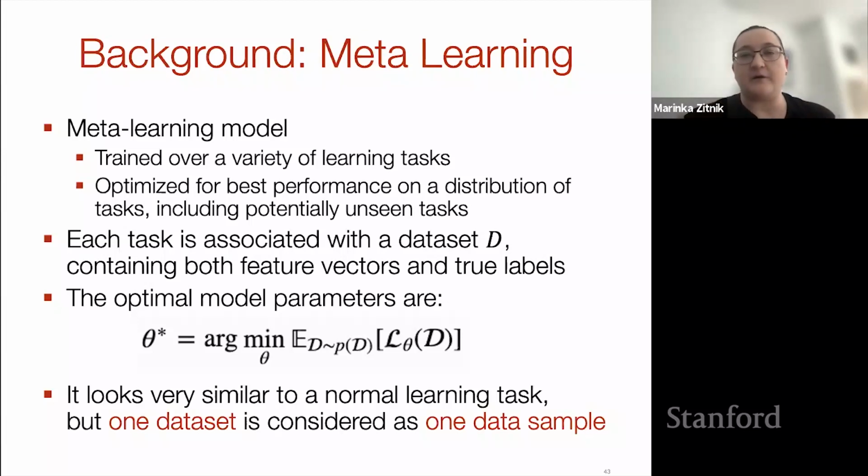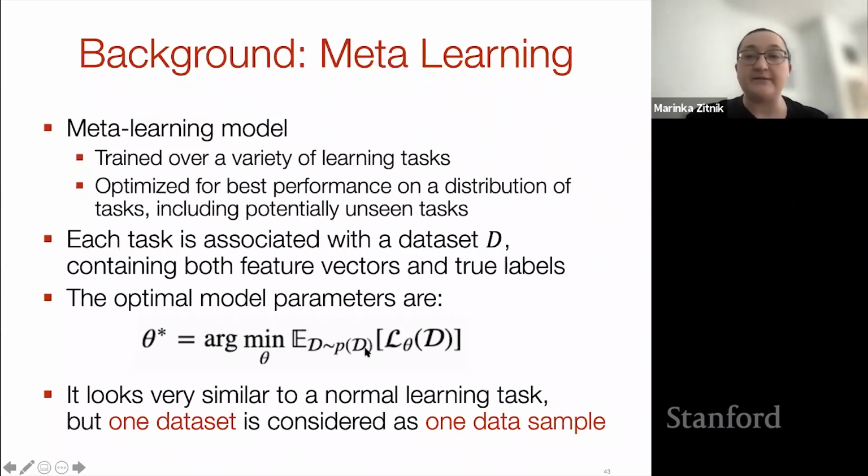Typically the idea of meta-learning strategies is the following. We train a meta-learning model over a variety of learning tasks, and that model is optimized to achieve the best performance on a distribution of tasks, including potentially unseen tasks. The way to think of meta-learning is that each learning task is associated with a small data set, D, that contains both data instances, feature vectors, and true labels. Meta-learning is then concerned with finding the optimal parameters, theta star, for the model that would minimize the loss function across that large number of data sets, each describing a different task.